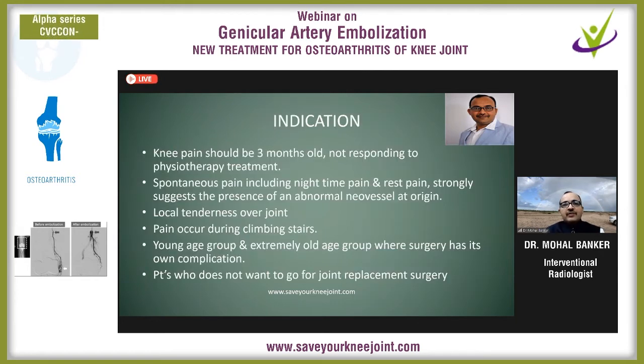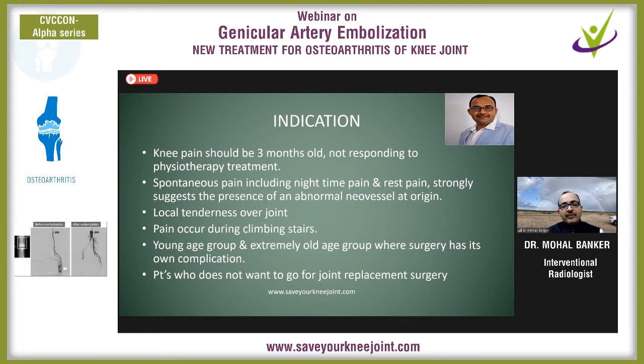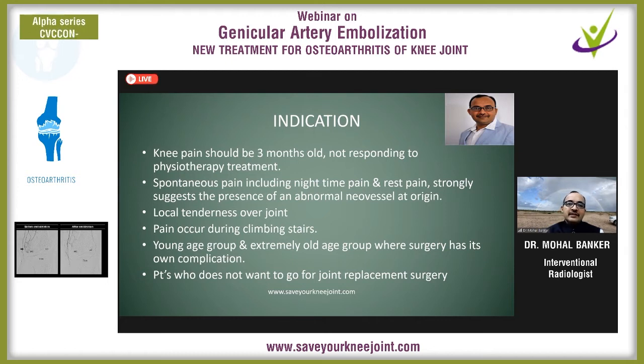So what are the indications for genicular artery embolization? Definitely this should be done for chronic pain. The pain should be more than 3 months old, not responding to other non-operative treatment like physiotherapy and medicines. And spontaneous pain, including night pain and rest pain, these are very good indicators for finding the abnormal new vessels at the origin.